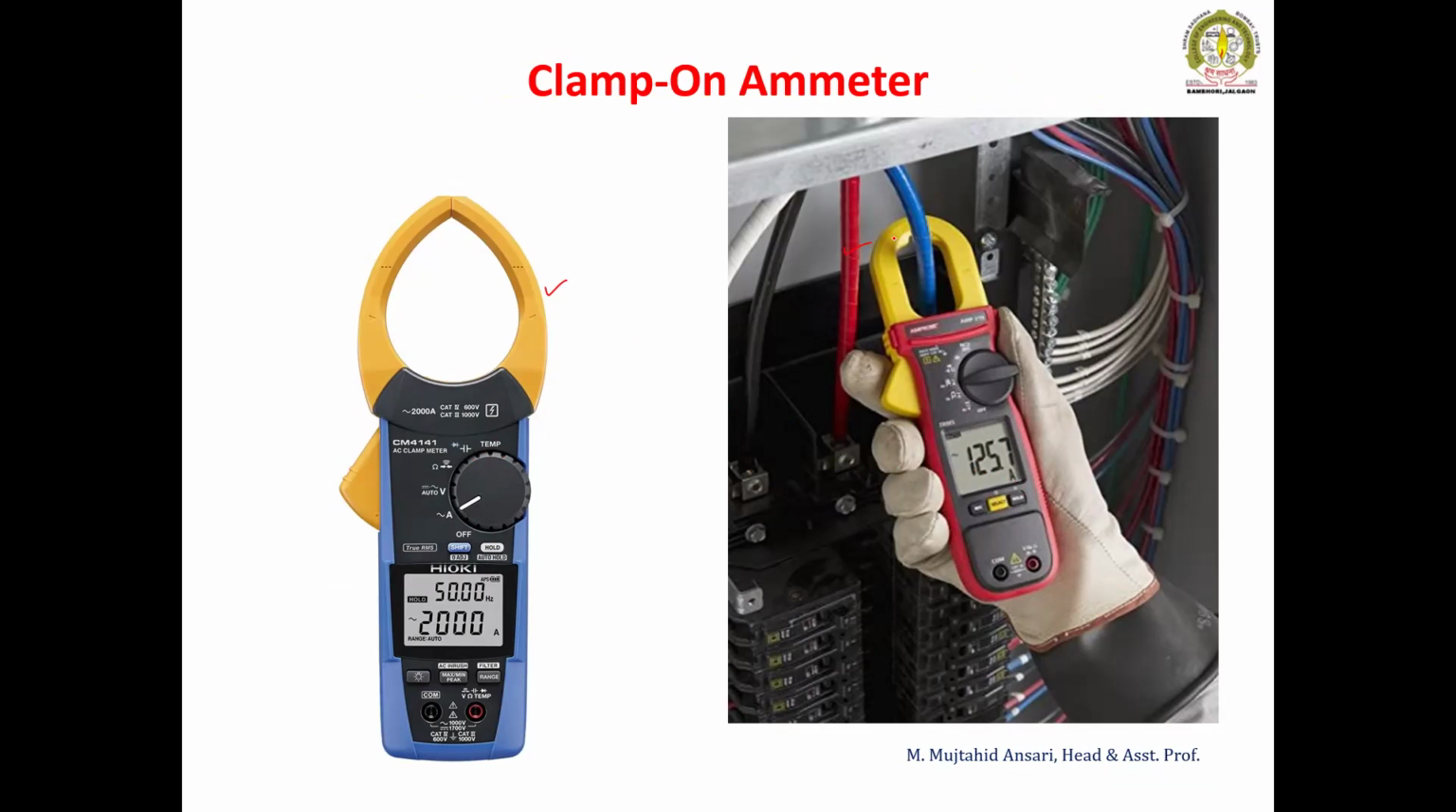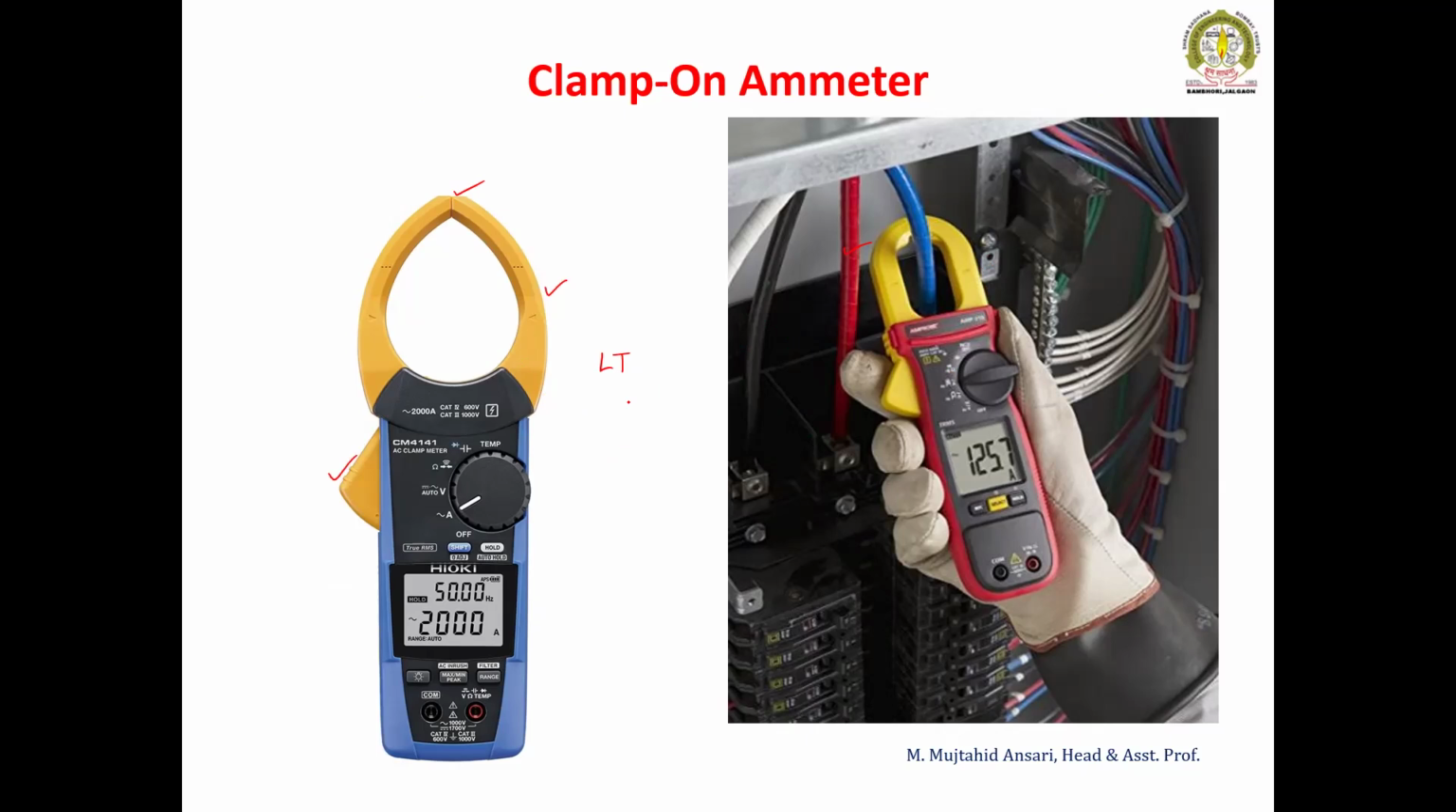By opening this with the help of this arm, we can insert it on the R phase, Y phase, B phase, or somewhere else. This is only for the LT type, not for high voltage circuits. It is for low voltage circuits. We can measure the current, and it is called a clamp-on ammeter, because we clamp it onto the different phases or the different cable leads, and hence it is quite easy to measure instantaneously.